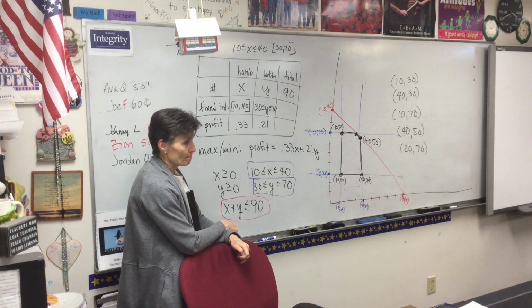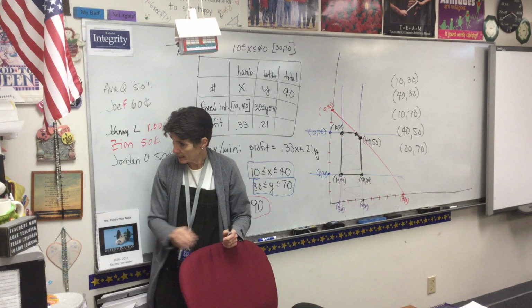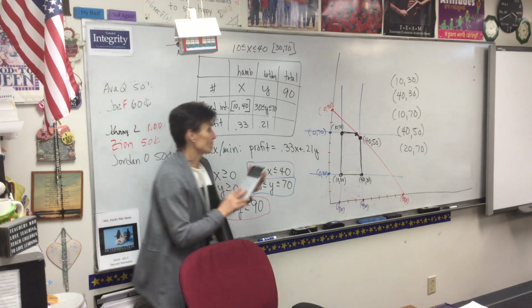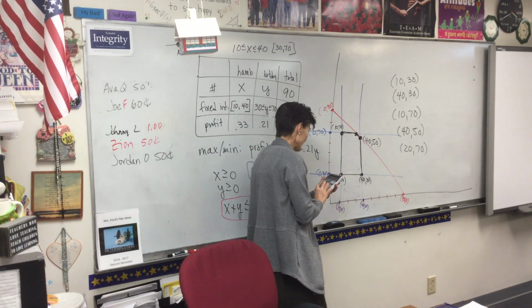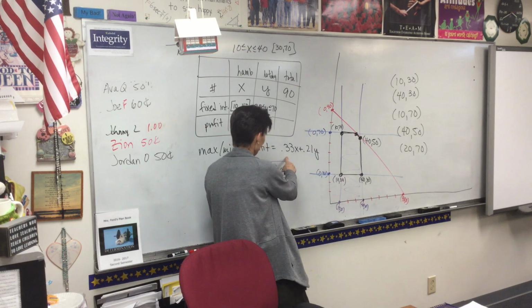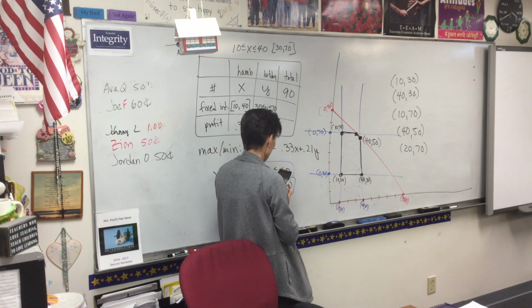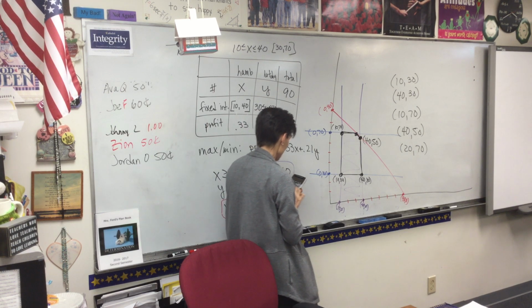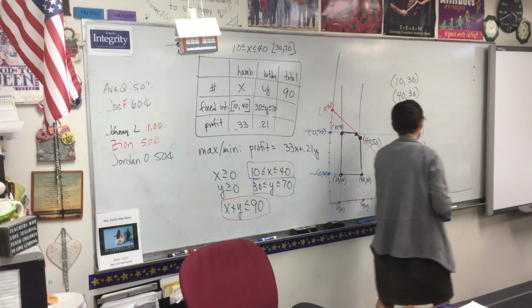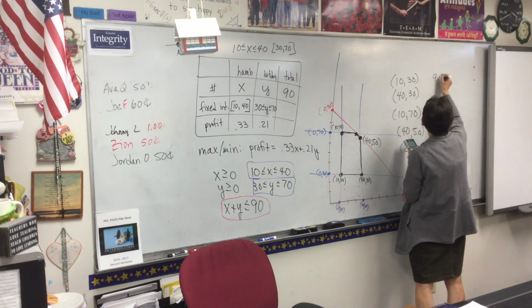All right, now what? Plug it in. Plug it into my profit equation. Then you got a calculator, you're gonna plug it in right here. So we're gonna take 0.33 times 10 plus 0.21 times 30. Oh my goodness, I'd work all day and make $9.60.